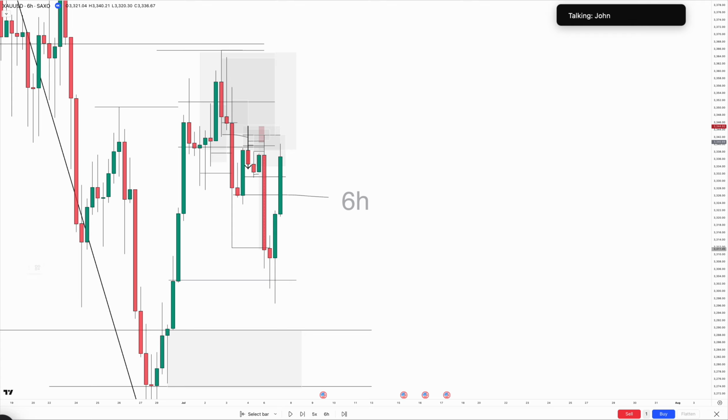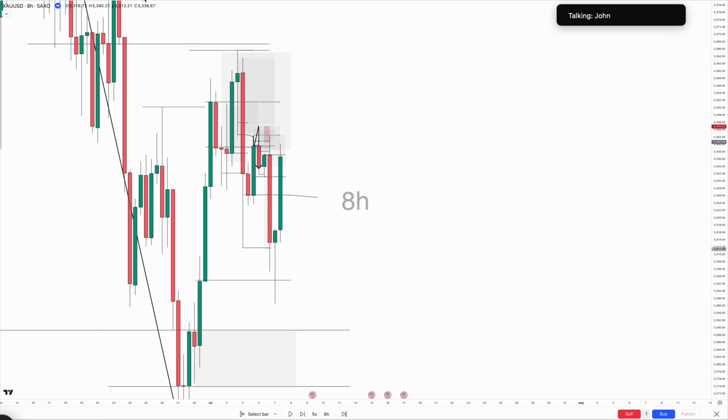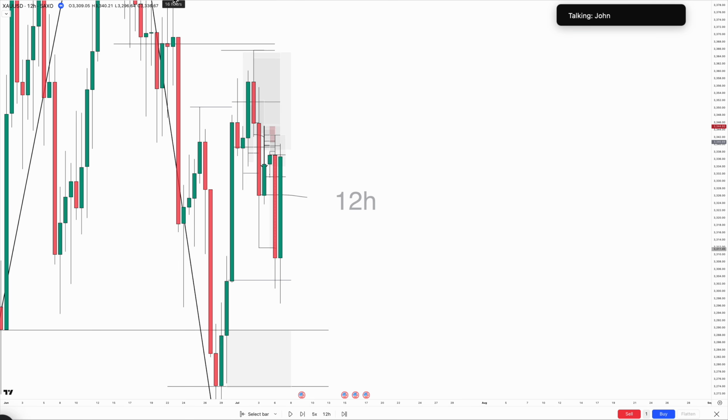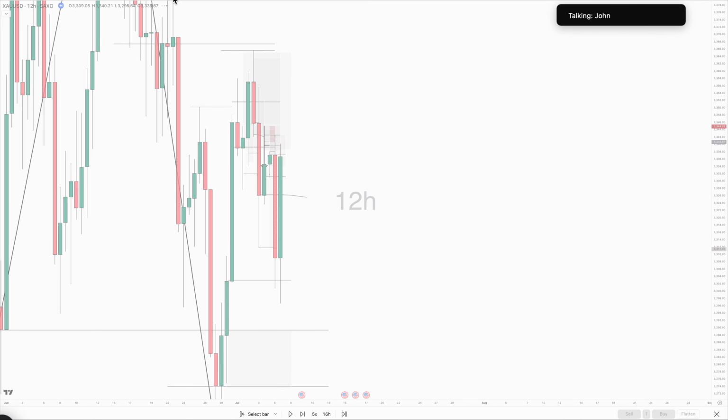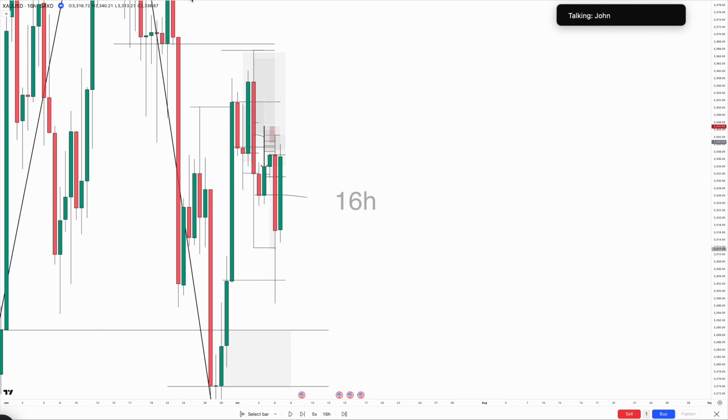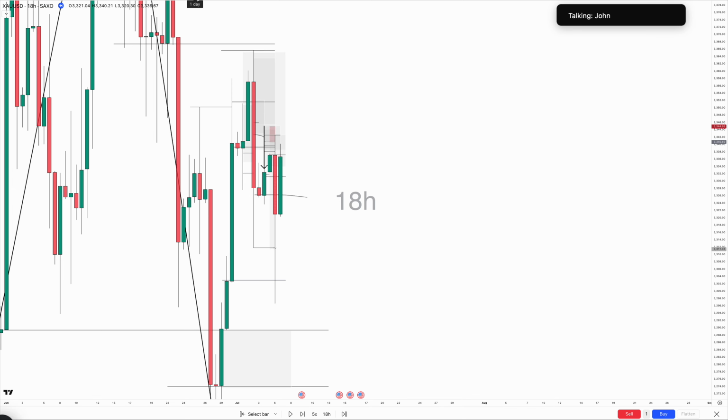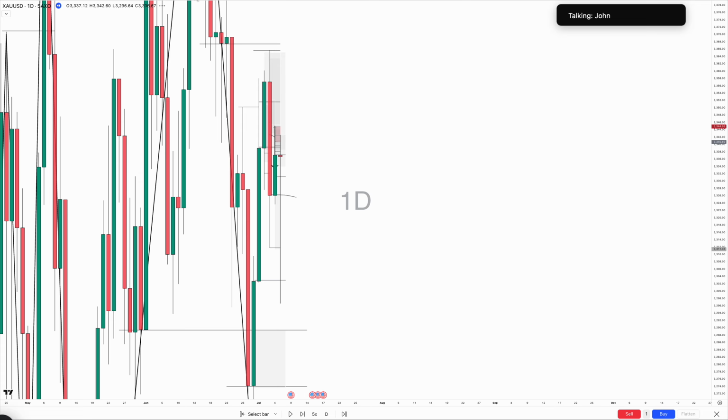On H6, I can see it's a classic SNR level here. There are two things that help me validate SNR levels. The MTF is their equilibrium. You can see on H8 there's equilibrium, on H9 there's equilibrium, on H12 there's equilibrium. Oh my god, on H16 there's equilibrium. On H18, let's see daily. Okay, nothing on the daily.